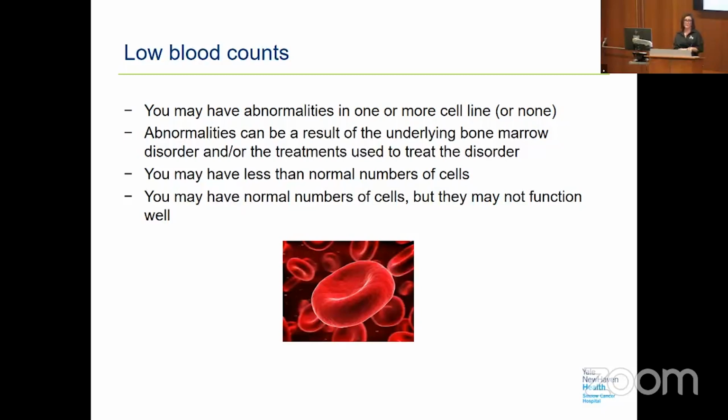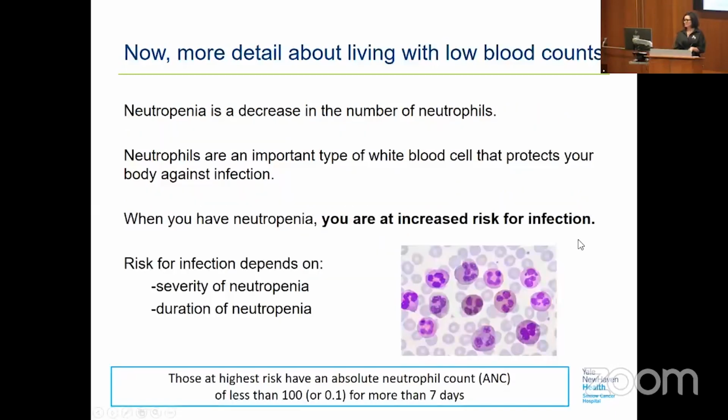You may have less than the normal number of those cells, but we also sometimes see that patients can have a normal number of those cells, but the cells may not function exactly as well as they would in a healthy person. And platelets are a good example of that. We can have patients with a platelet count of 60 or 70, but they may still report easy bruising or signs of bleeding like bloody nose, bloody gums. And that often gives us a clue that their platelets may just not be functioning as well as we would expect them to. There's not a good way to measure that function, unfortunately. So we do that just by a good assessment.